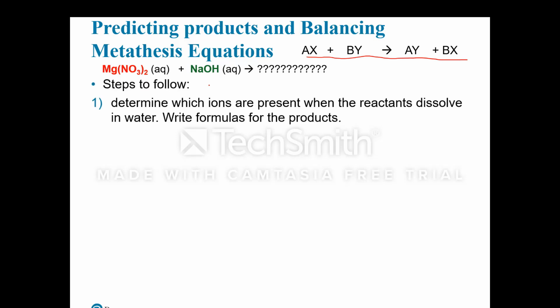So our first step is to determine which ions are present when the reactants dissolve in water, and we write the formulas for the products. For our example, when magnesium nitrate dissolves in water, it breaks apart into one magnesium ion and two nitrate ions in solution. The sodium hydroxide will break down into one sodium ion and one hydroxide ion. So these are our reactants in solution.